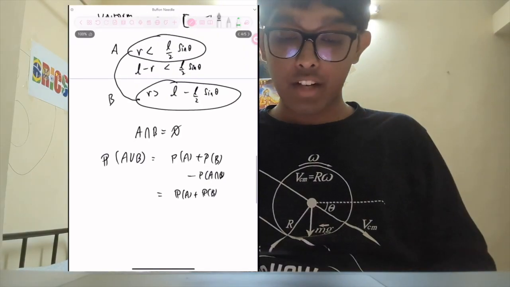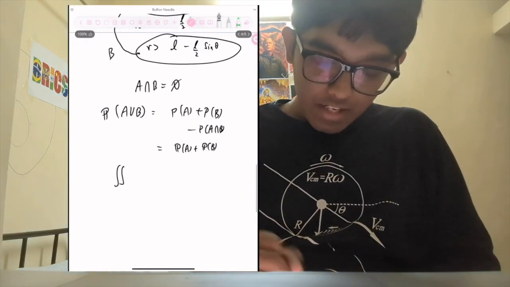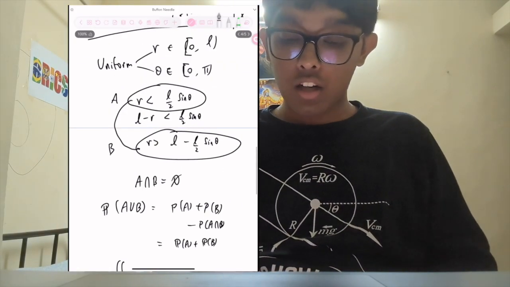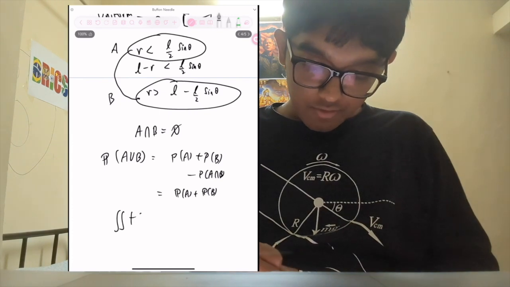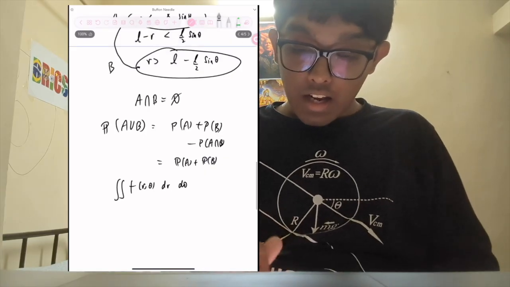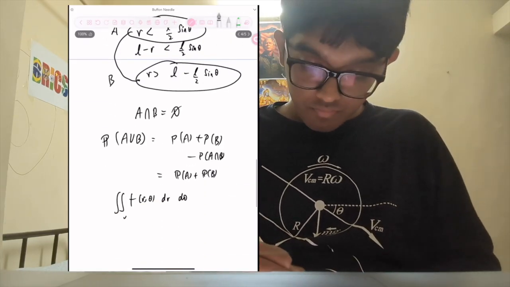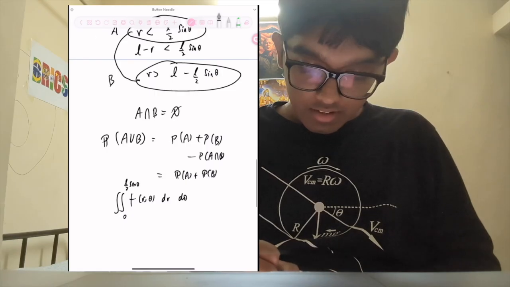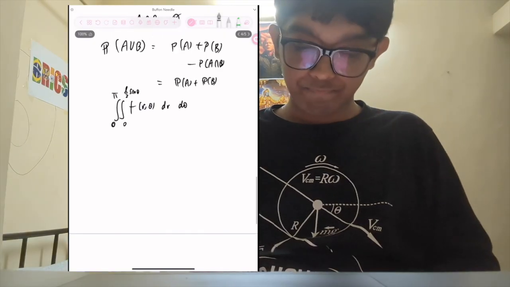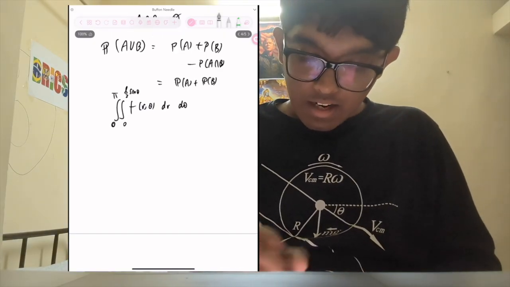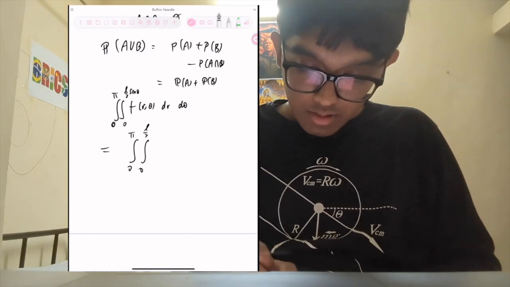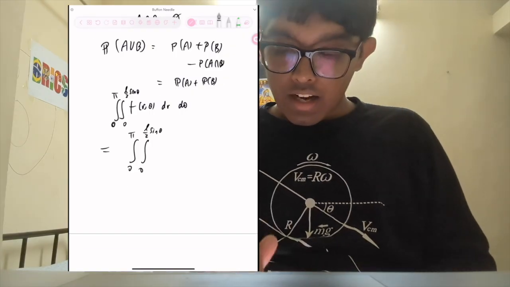Now what is the probability of event A? Well, that is the event that, well, you have to find the density of R. Well, we have f of r comma theta dr d theta, and we have R goes from 0 to L by 2 sine theta, and theta goes from 0 to pi. Perfect. And yeah, so that would be integral from 0 to pi, integral from 0 to L by 2 sine theta, and f of r comma theta.